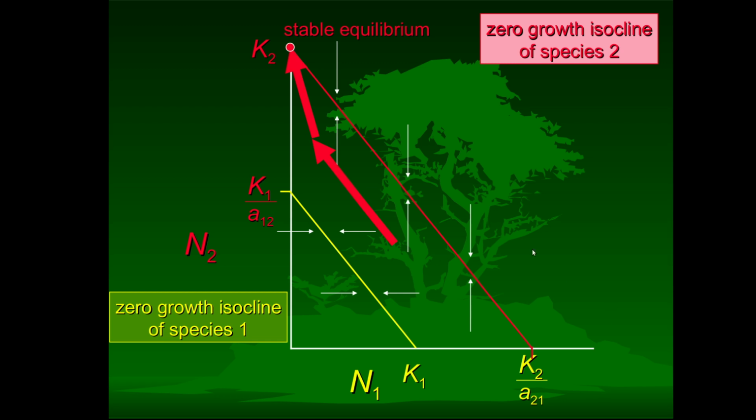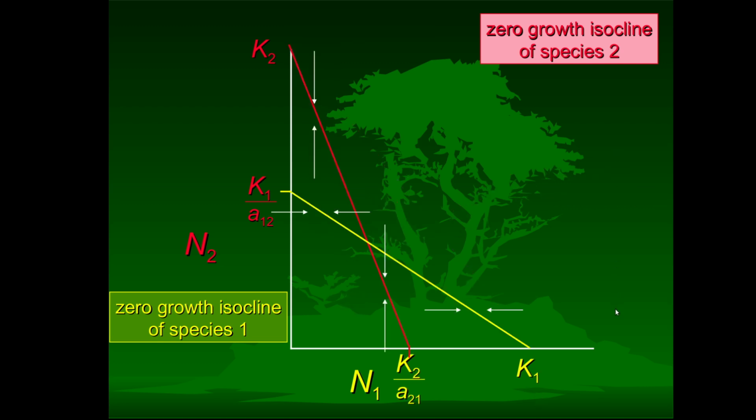Its shutout level is below its carrying capacity, K2, while species 1's shutout level is above its carrying capacity. So species 1 cannot win because it cannot increase to its shutout level, whereas 2 can, so it does. Okay, this is case 2, species 2 wins.